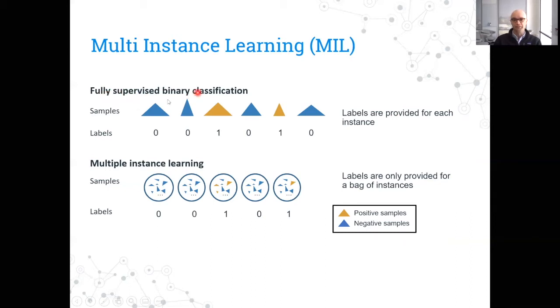Briefly, in a supervised scenario, each sample has its own label, right? So we have triangles, and triangles have labels based on their color. In a multi-instance learning scenario, we have bags of samples, and each bag has an associated label. So here you can see a bag has a label of 1 if it contains any of these kind of greenish triangles. Otherwise, it has a label of 0.